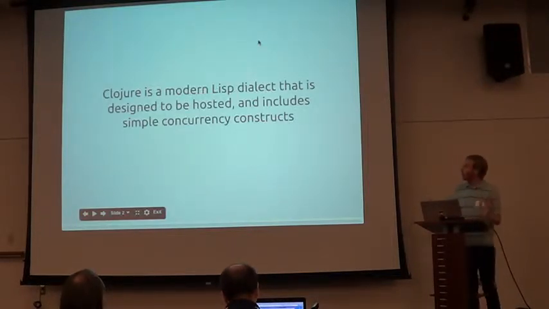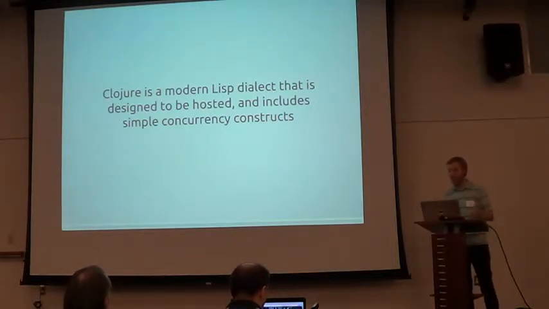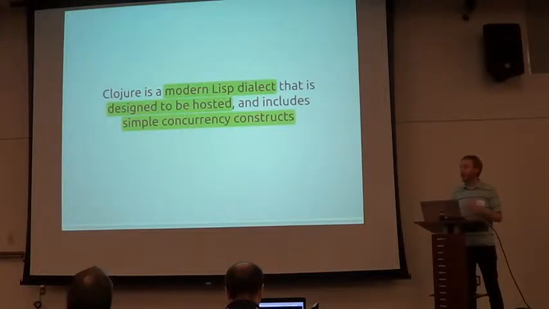So Clojure is a modern Lisp dialect. It's designed to be hosted and includes simple concurrency constructs. So that right there, that's a pretty dense sentence, right? You kind of look at that, your eyes start to glaze over, right? So we're going to break down into three main areas. We're going to talk about what it means to be a modern Lisp dialect, how it's designed to be hosted, and then we're going to go into some of the concurrency constructs that are built right into Clojure.